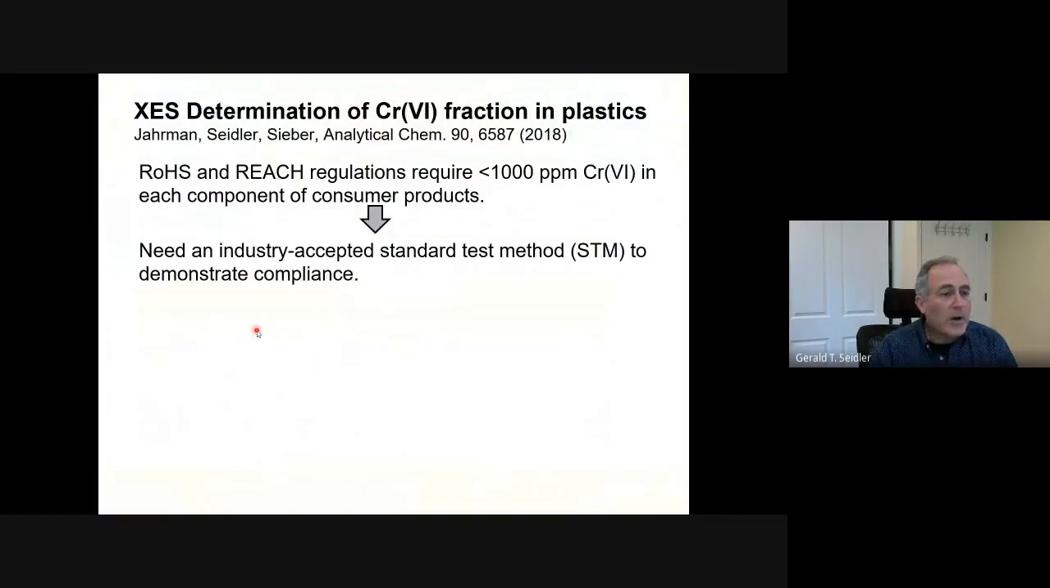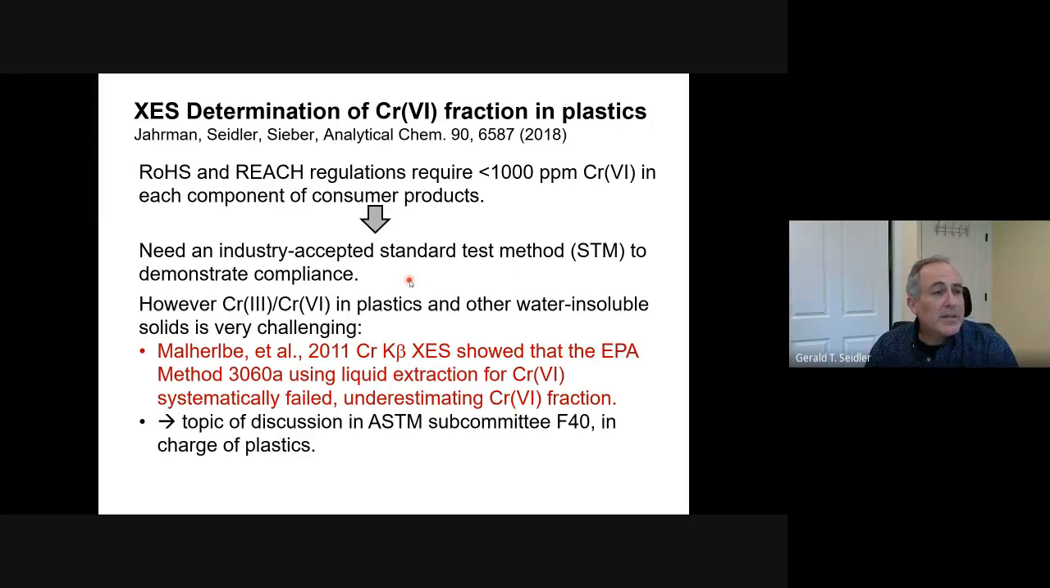Okay, a final hard X-ray example involves hexavalent chromium. This is bad for people. It's a strong carcinogen. So there are regulations in Europe that require, I think, less than 10,000 parts per million hexavalent chromium in each component of consumer products. Well, you need an industry-accepted standard test method to demonstrate compliance, but for plastics, it's known that the liquid extraction methods are unreliable. So our question was, can we do a non-destructive measurement of the hexavalent chromium in plastics?